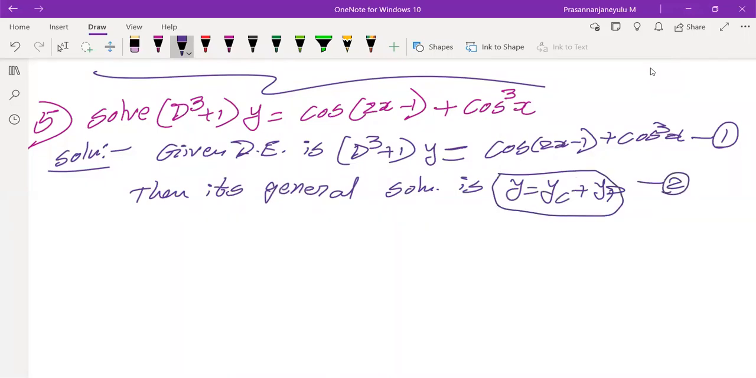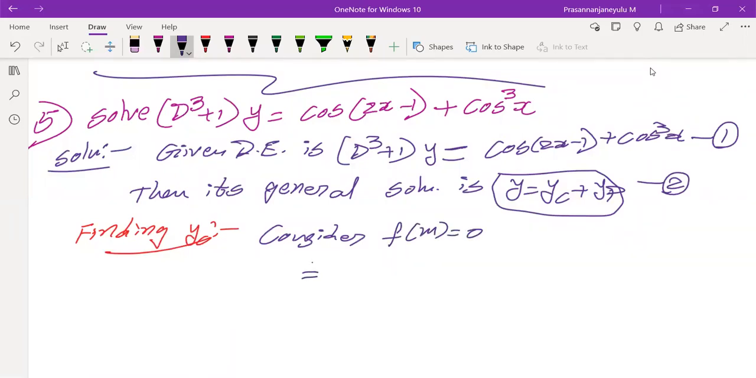Take this as equation number 2. So finding yc. While finding yc, we have to consider the auxiliary equation. That auxiliary equation I am writing directly: f of m equals 0. What is f of D here? D cube plus 1. So f of m is m cube plus 1 equals 0. So if we solve this, then we are going to get the roots, one of which is 1.